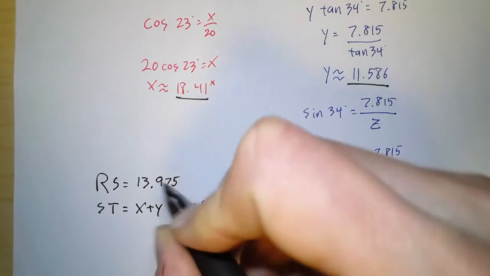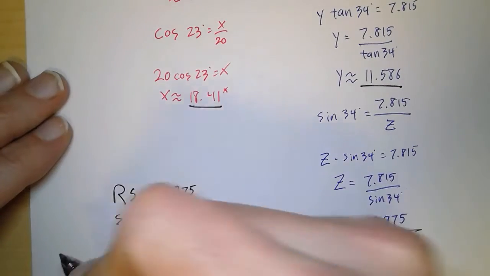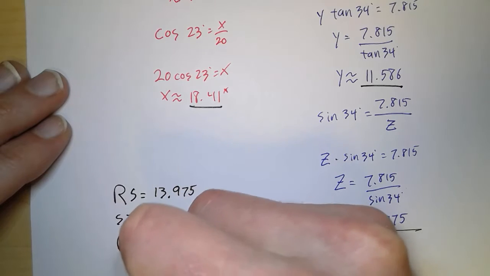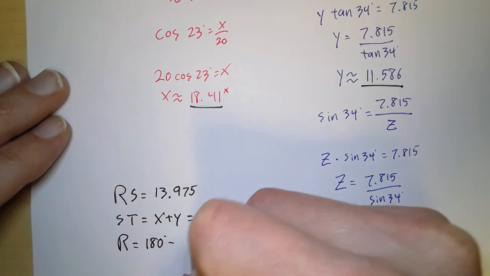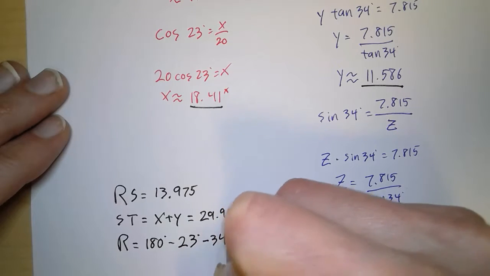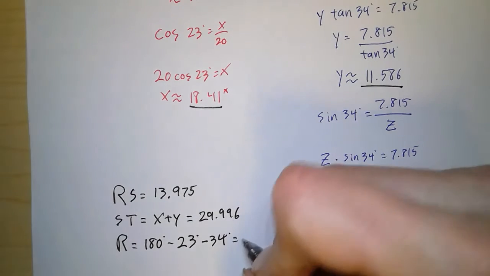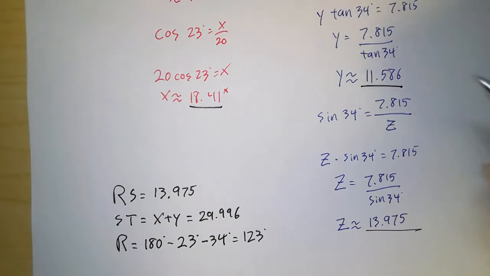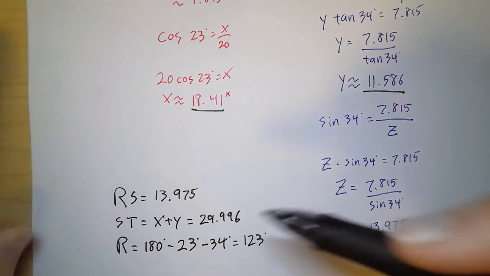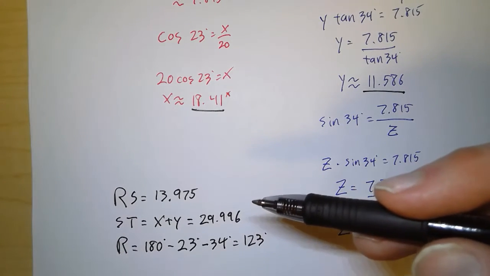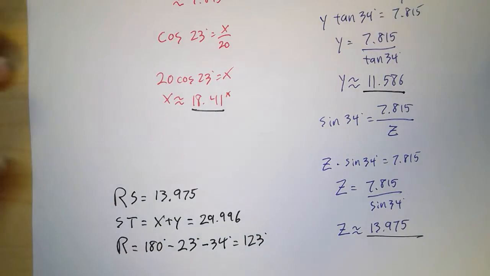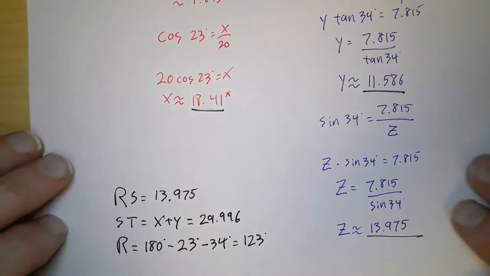29.996. And then finally, to get angle R, we just subtract 180 degrees minus the two angles we know, minus 23 degrees minus 34 degrees. And so by doing that, we get 123 degrees. And so now we've solved our triangle because now we've found all the sides and all the angles that weren't provided. All right.